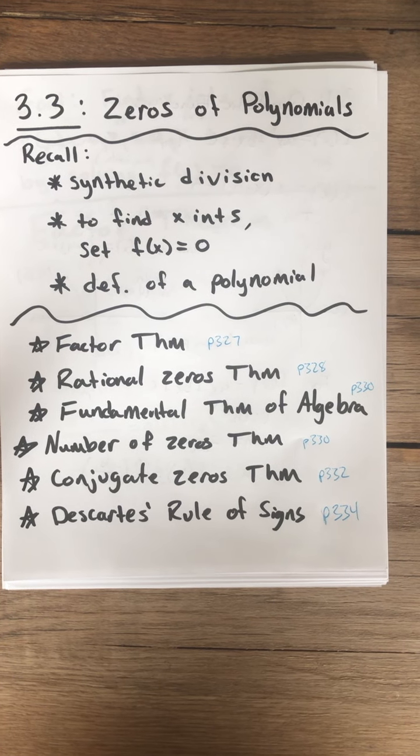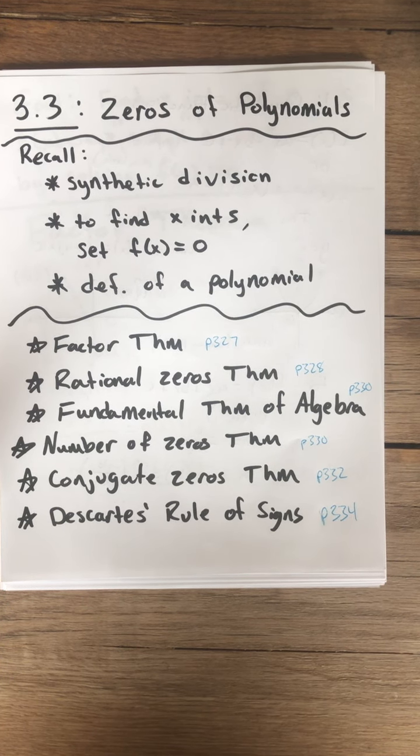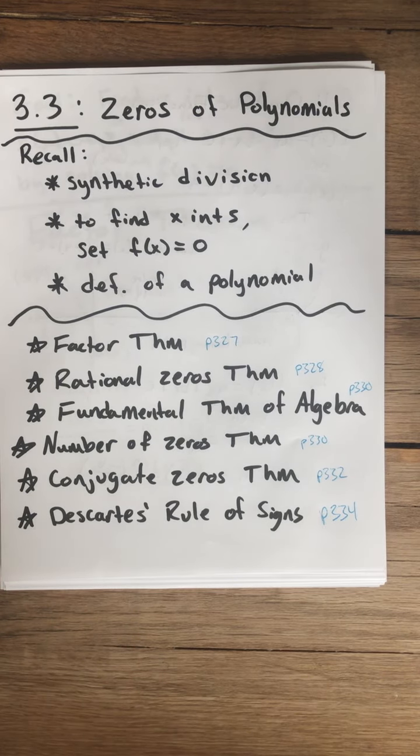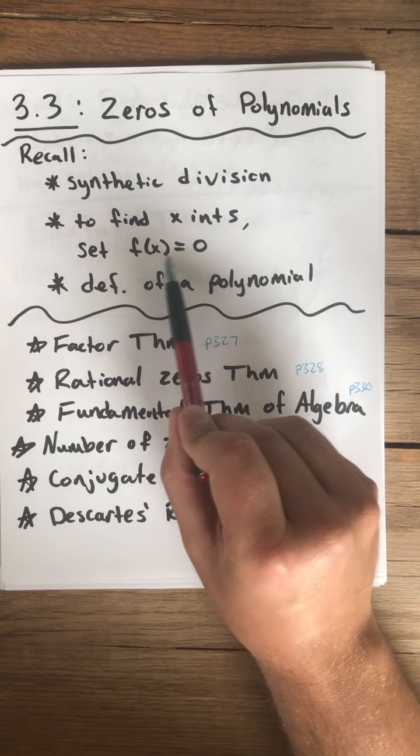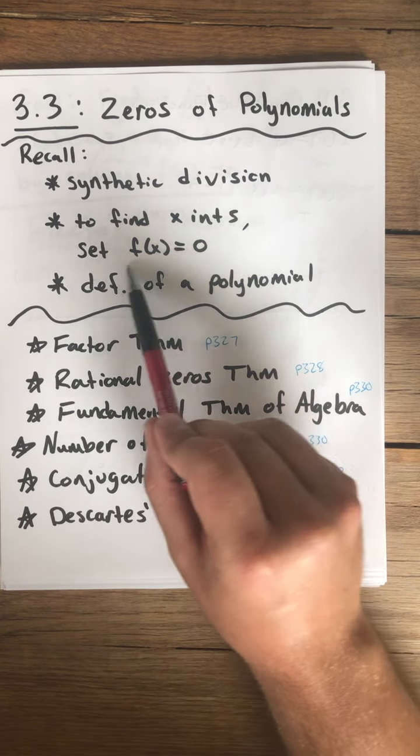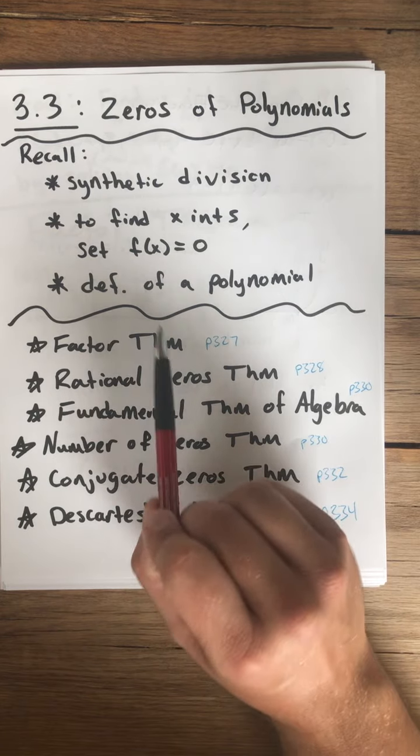So we're going to talk about 3.3 zeros of a polynomial. We've done some synthetic division. What I want you guys to also remember is to find x-intercepts, you set f of x equal to 0. This is the same thing that we've always done.